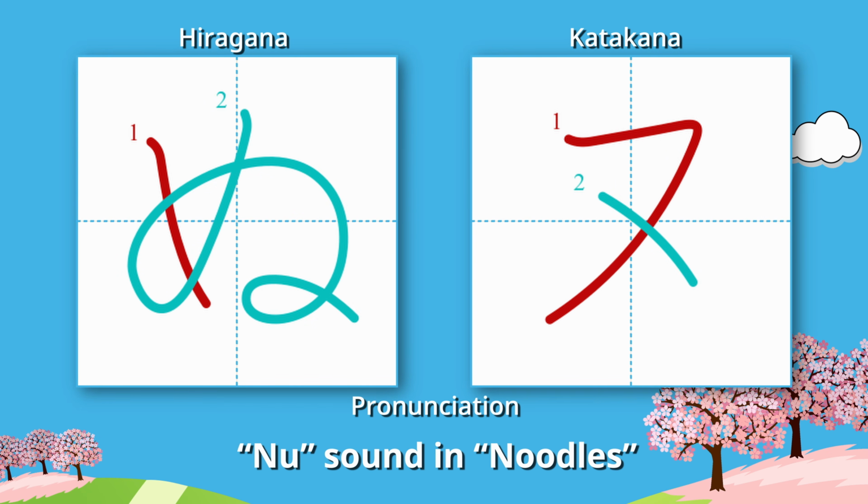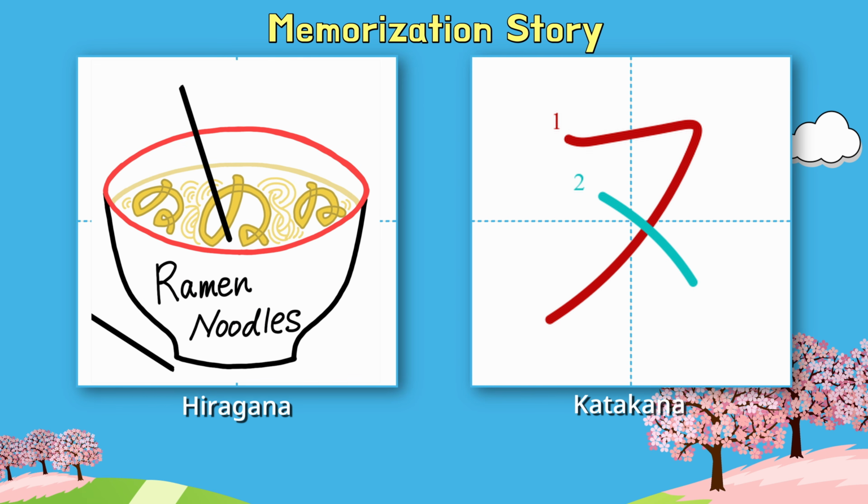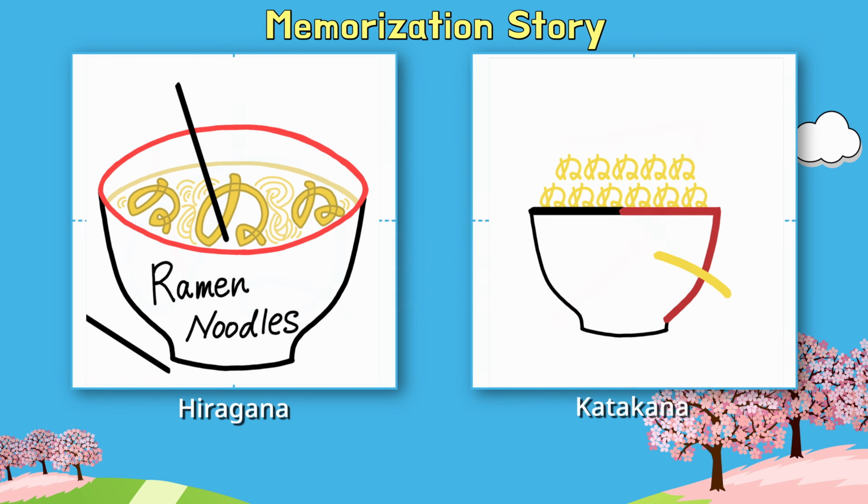These characters represent the nu sound in noodles. The sound is convenient because the hiragana clearly looks like twisting noodles, with a single chopstick speared into them from above. The katakana is the half shot of our soup bowl from Su, except that this is a bowl of ramen noodles, and there's a noodle that has slipped out, stuck to the side of the bowl.